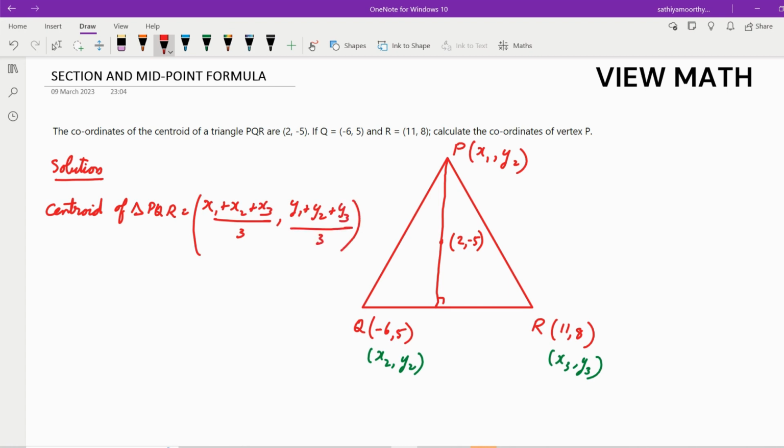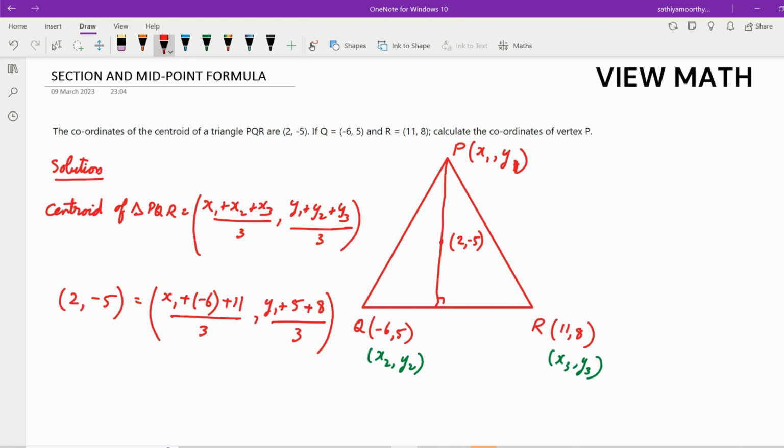So I'm going to substitute it here. I know the centroid, so let me substitute the centroid. 2, -5 is my centroid. This is equal to, x1 I have to find out, let me write it as it is. X1 plus x2 is -6 plus x3 is 11 divided by 3, y1 is, sorry, this is my x1, y1. y1 plus y2 is 5 and y3 is 8 divided by 3.